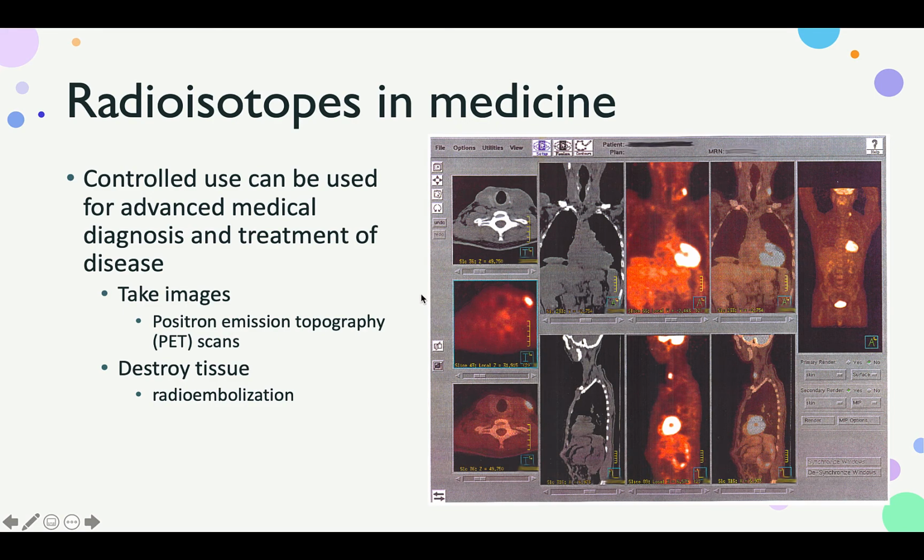Radioisotopes can also be used to destroy tissue, as in the case of radioembolization. They can't just put these radioactive elements or chemicals into the person's body because they can degrade other tissues, and so a targeted effect can be utilized to help destroy a tumor, such as using these radioactive particles to break up the tumor cells with high precision, and this helps just avoid destroying other tissues.